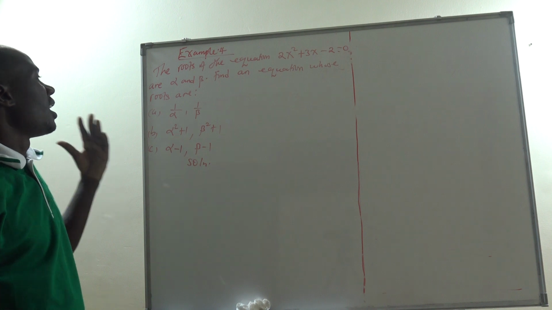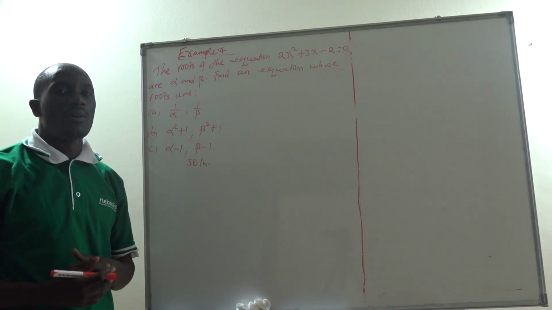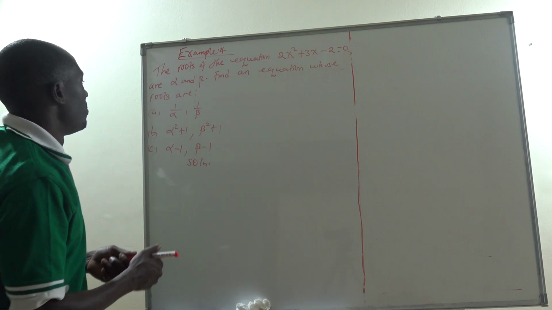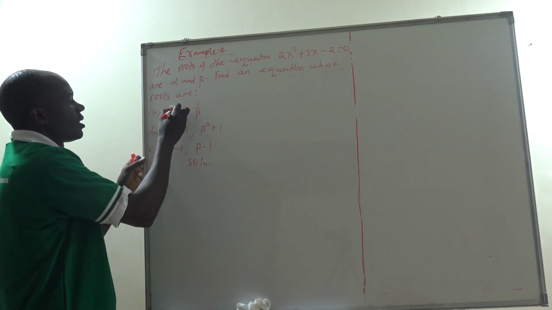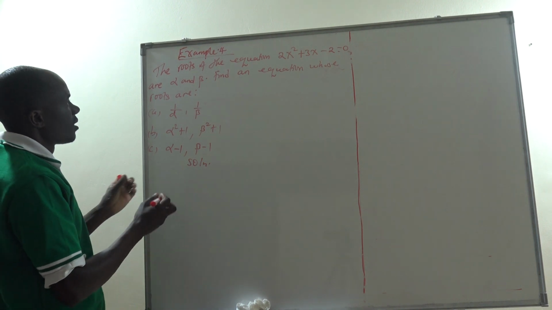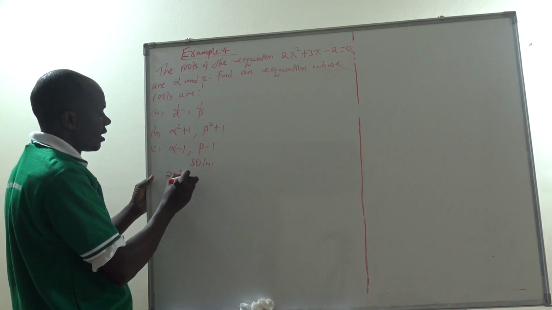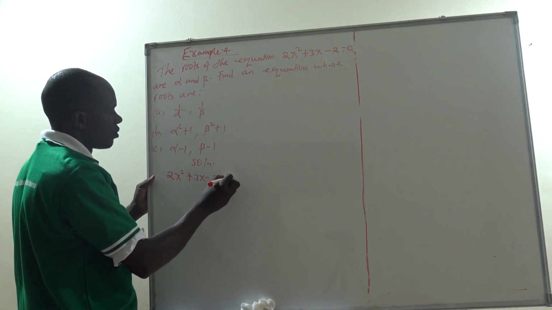equals 0 are alpha and beta, find an equation whose roots are 1 over alpha, comma 1 over beta. So what happens is the same story. First get the sum and the products. So I've got the equation as 2x squared plus 3x minus 2 equals 0.